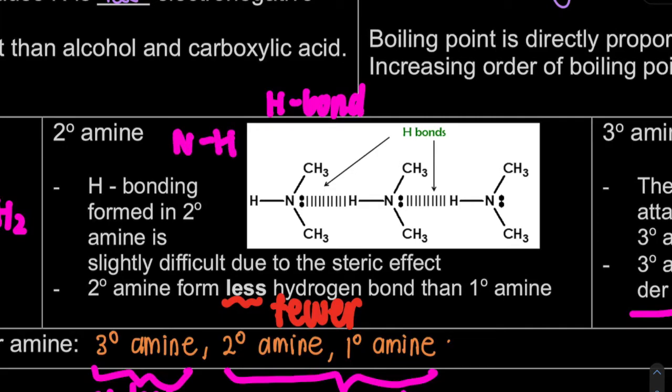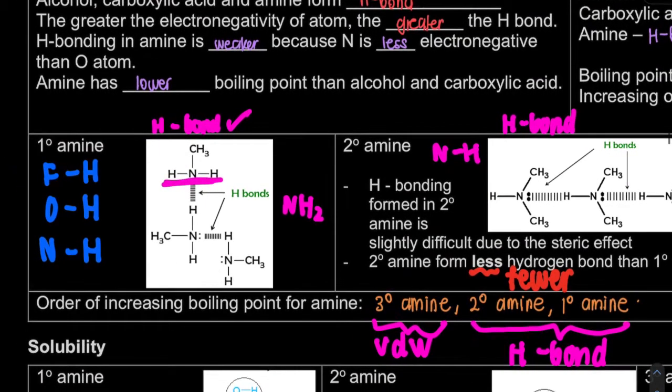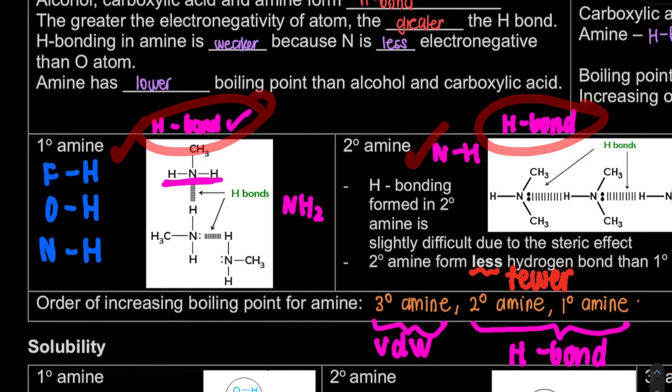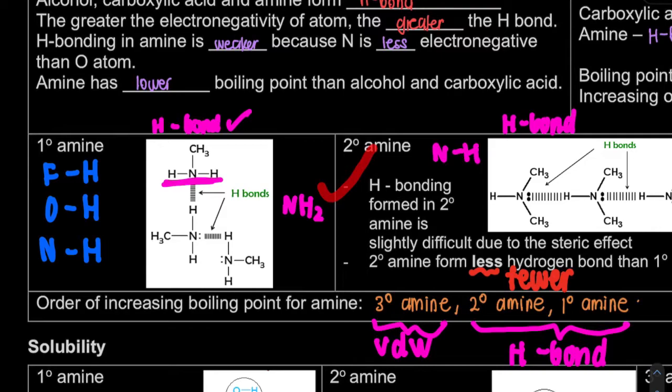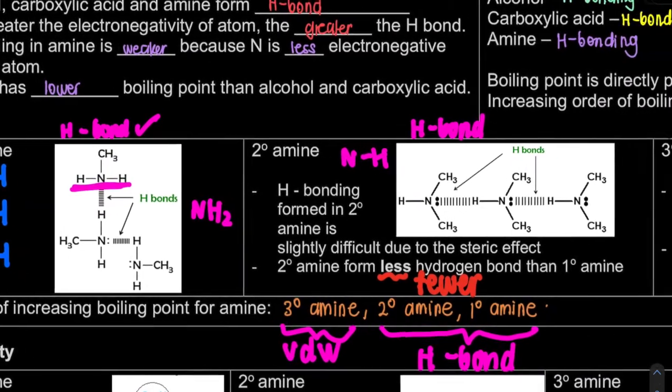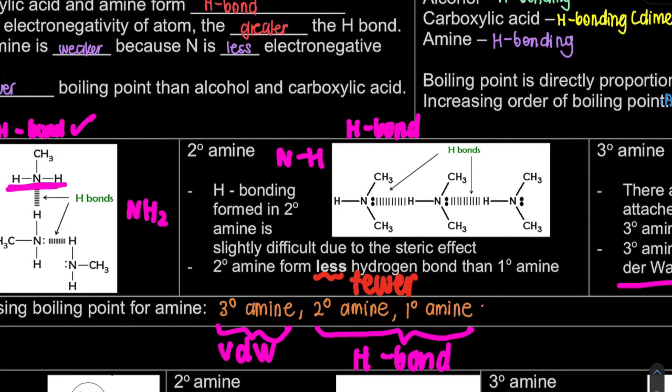Walaupun ada satu sahaja, but remember, memang ada lah kan NH ni. Okay, so tak ada masalah. So, maknanya primary amine dengan secondary amine akan form hydrogen bond. Tapi, when we compare it between these two, okay, because hydrogen kat sini ada dua kan, so it will form more hydrogen bond. Okay, tapi because of my secondary amine dekat sini, only have one hydrogen. Okay, so they will form less hydrogen bond than primary amine.